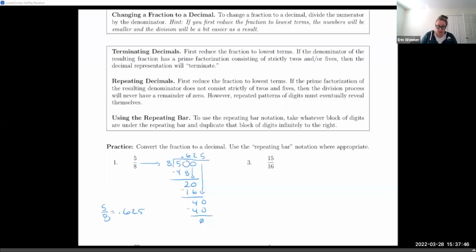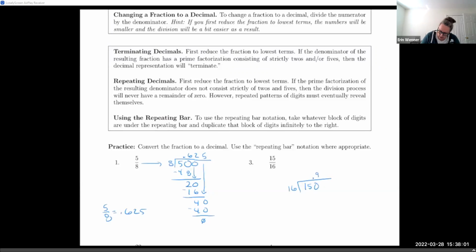Okay, so we're taking 15 and dividing by 16. This one goes on for a while. We're going to add a 0 because 16 doesn't go into 15. So 16 goes into 150 9 times. 9 times 6 is 54. Carry the 5. 9 times 1 is 9 plus 5 is 14. We'll go ahead and subtract. We get 6.